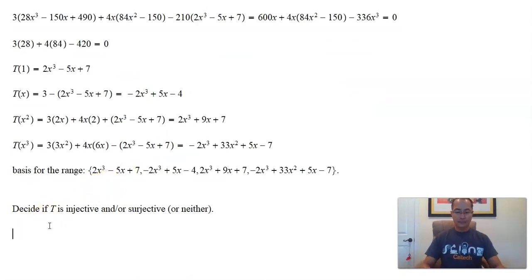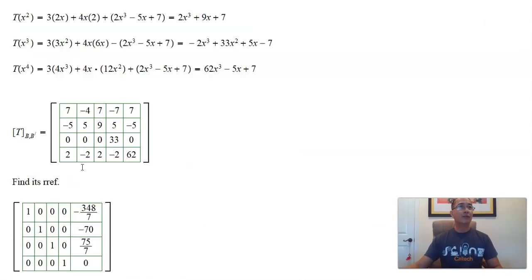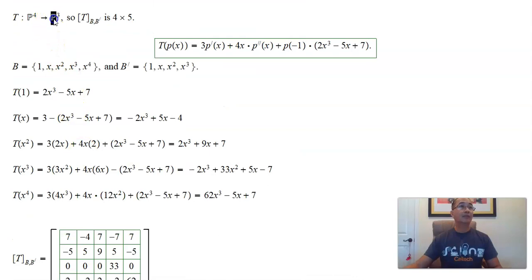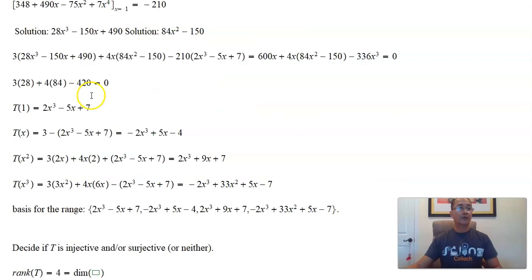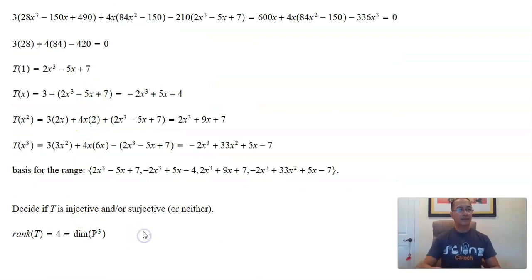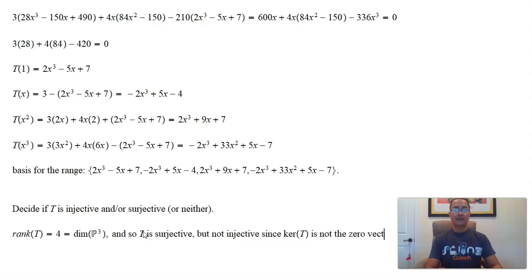So the rank of P is 4, which is the dimension of the codomain, which was P4. Let's just complete this. I'm sorry, P3, which is 4 dimensional. And so P is surjective, but not injective, since the kernel of P is not the 0 vector. Okay, it just fits.